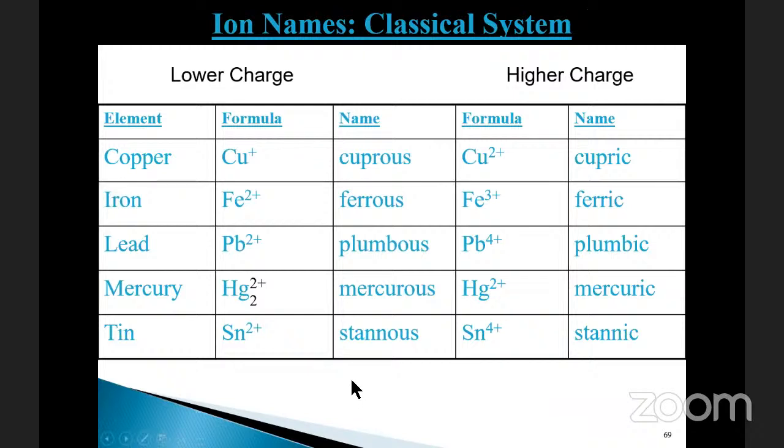Okay, so basically this is a summary of the classical system in terms of the ion names. And again, you see the same thing as we saw in the examples. The ion with the OUS ending would have a lower charge compared to the ion with the IC ending. Again, you cannot tell exactly what the charges are based on simply looking at the names according to the classical system, all right?